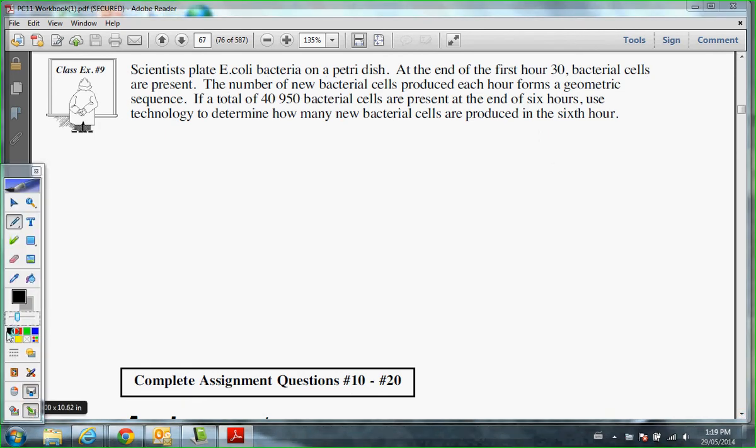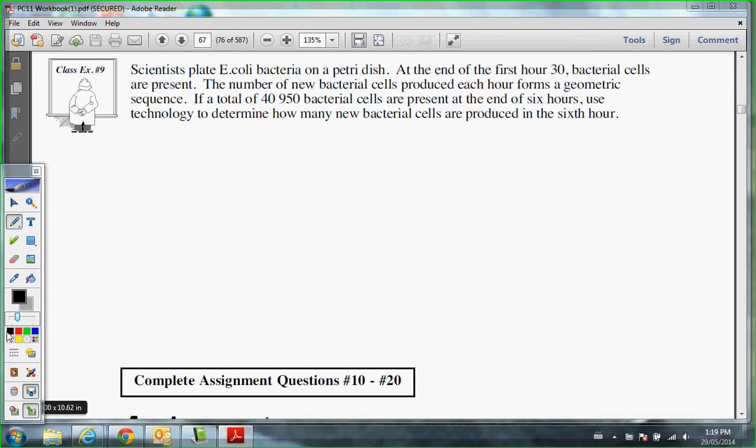Okay, scientists plate E. coli bacteria on a petri dish. At the end of the first hour, 30 bacteria cells are present. The number of new bacteria cells produced each hour forms a geometric sequence. If the total of 40,950 bacteria cells are present at the end of 6 hours, use technology to determine how many new bacteria cells are produced in the 6th hour.